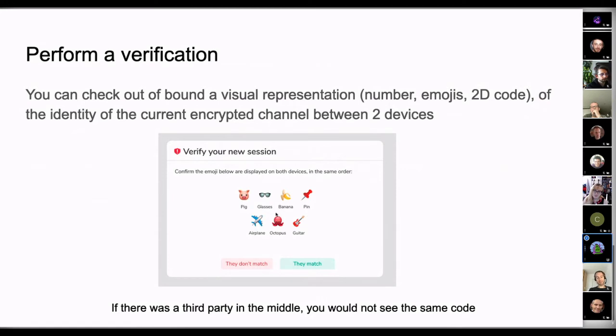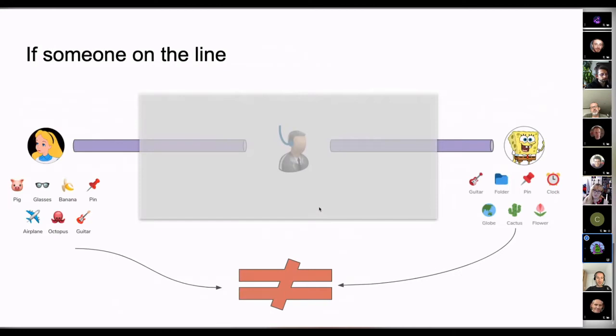So here I'm showing a Matrix emoji verification. This is a bit smarter. If you look at the WhatsApp code, it's a very long string of characters, and often we only look at the first three and the last three characters. So in Matrix, we came up with an interactive way of doing that. You only have to verify 7 characters, without compromising security. And we turn these characters into emojis. So if there is someone in the middle, you won't see the same emojis, basically. So that's why you verify.